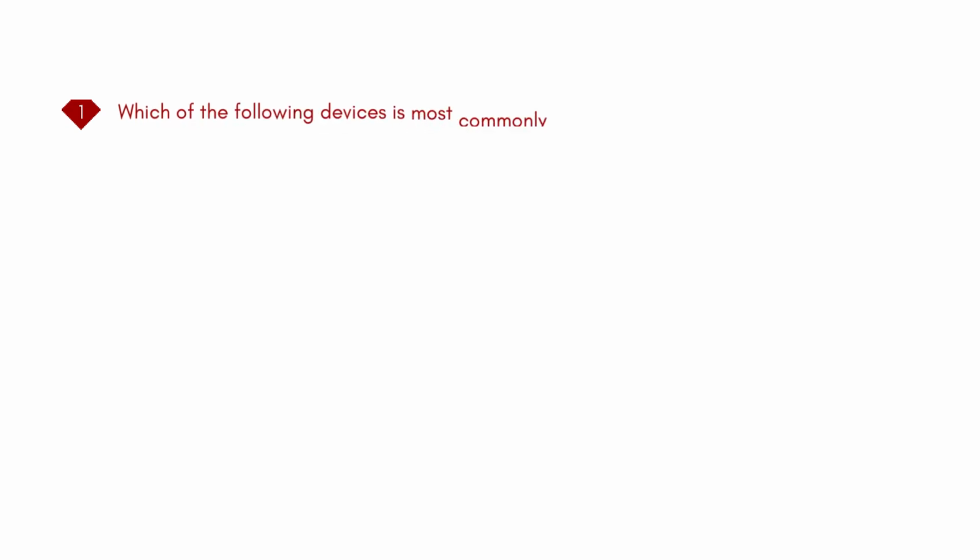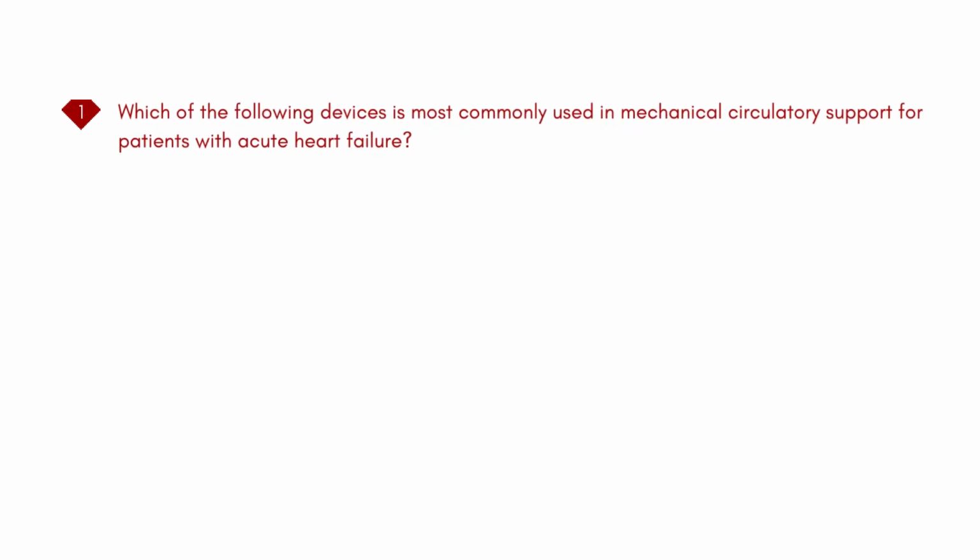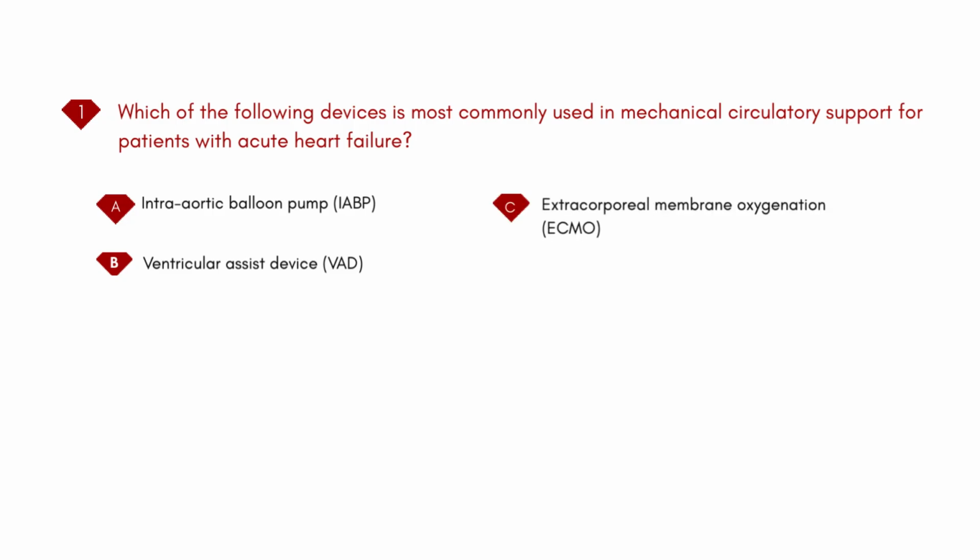Which of the following devices is most commonly used in mechanical circulatory support for patients with acute heart failure? A. Intra-aortic balloon pump, IABP. B. Ventricular assist device, VAD. C. Extracorporeal membrane oxygenation, ECMO. D. Total artificial heart, TAH. Answer: B. Ventricular assist device, VAD.